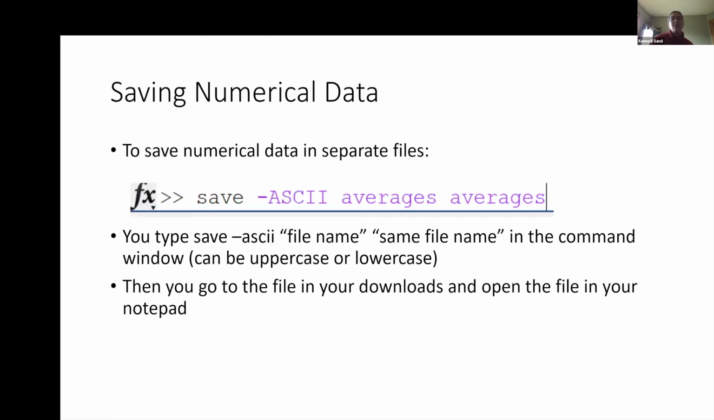And then to save the numerical data in separate files, in the command window, you type save and then a dash, ASCII, and then the file name, and then the same file name after that. My example is averages and averages. The ASCII can be uppercase or lowercase. Then you go into your files and your downloads, and open the file in your notepad, and all of your accumulated data will be in there.